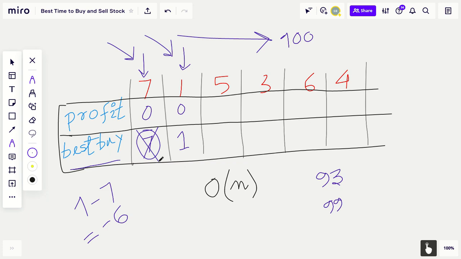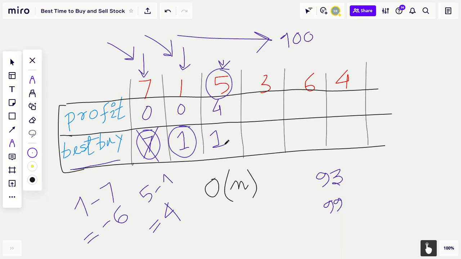Okay, next comes 5. So when considering 5, again you have to do what? 5 minus 1, that gives you 4. Obviously this is a better option than holding 0 profit. So let's update the profit. And if we consider 5 and this one, these two, obviously 1 is still a better option to buy the stock. So we are not going to update best buy, we are still at the same value.